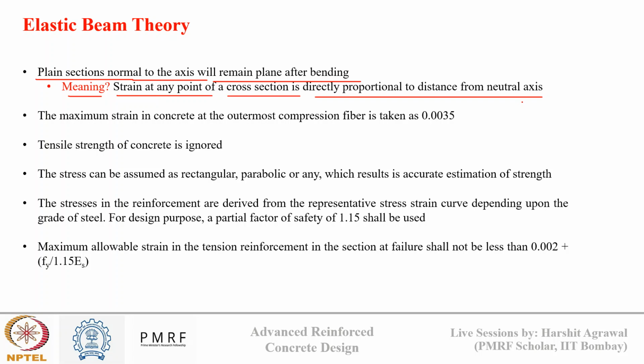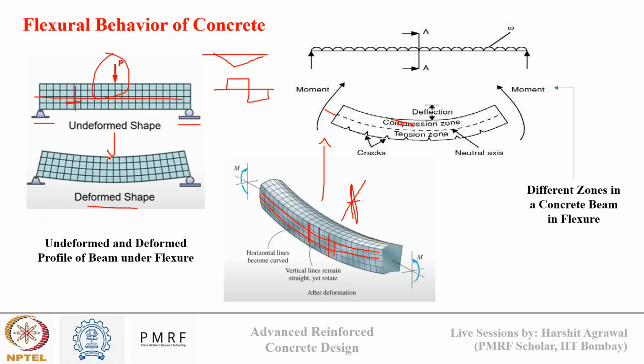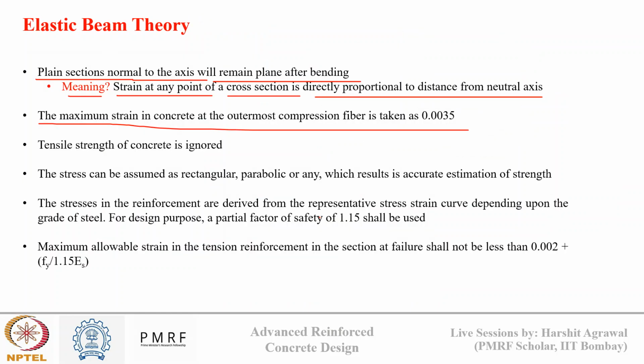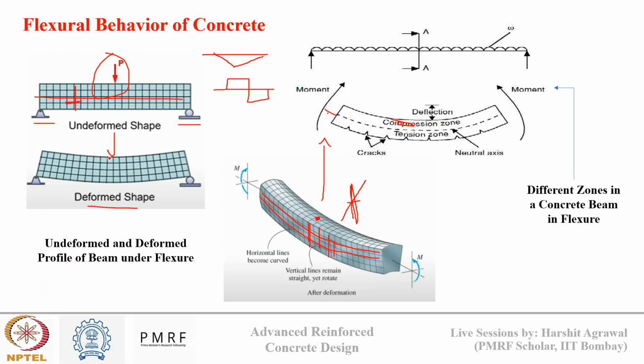Second, the maximum strain in concrete at the outermost compression fiber is taken as 0.0035. So at this topmost fiber, the strain in concrete for design is taken as 0.0035, the ultimate strain in concrete. Third, the tensile strength of concrete is ignored. So in the zone below the neutral axis, we consider that the tensile strength is provided just by the reinforcement.